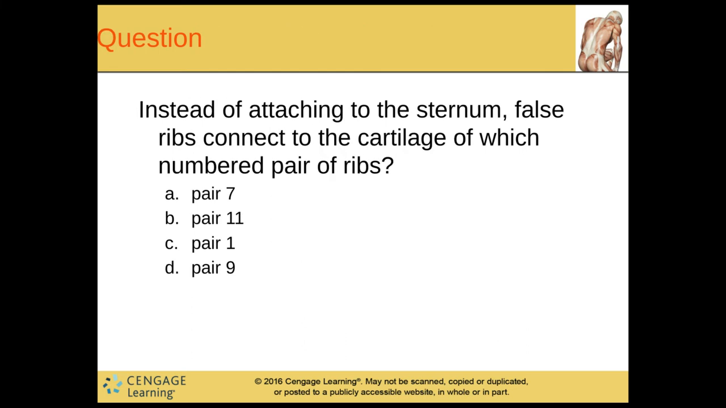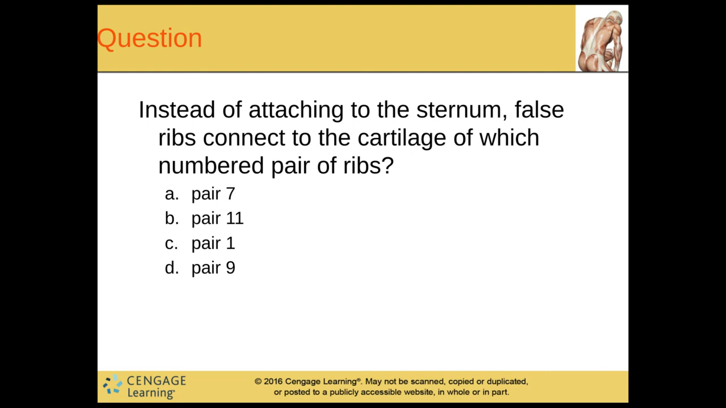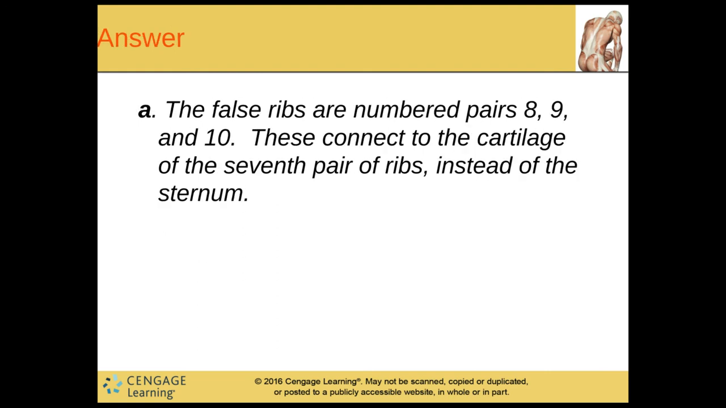So question, instead of attaching to the sternum, false ribs connect to the cartilage of which numbered pair of ribs? Do you guys remember? So is it pair 7, pair 11? I'm not going to say pair 1 because pair 1's way up at the top. It definitely attaches to your sternum, or pair 9. What do you guys think? So it's A. So what was A? Pair 7. Cool. So the false ribs are numbered pairs 8, 9, and 10. And these connect to the cartilage of the 7th pair of ribs instead of the sternum.